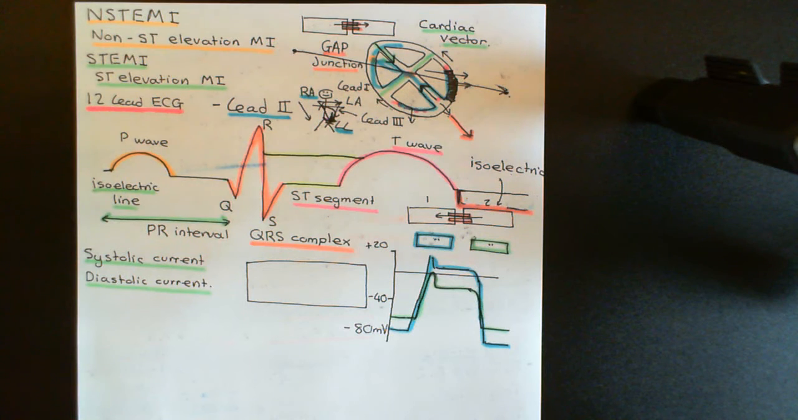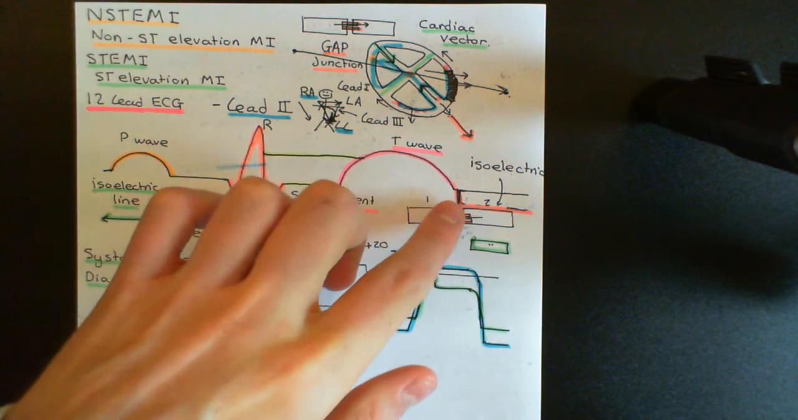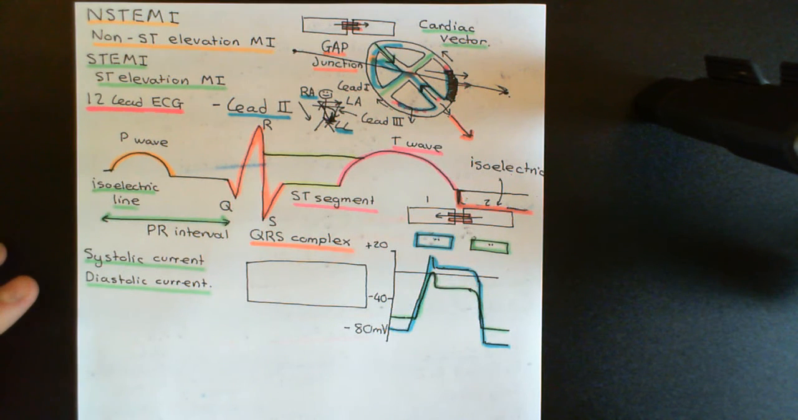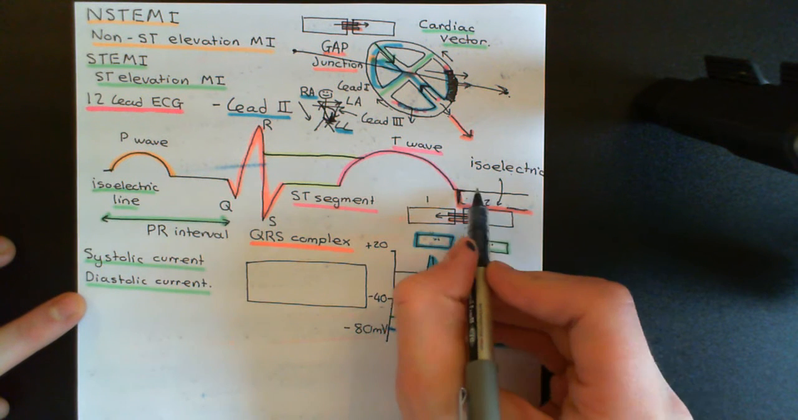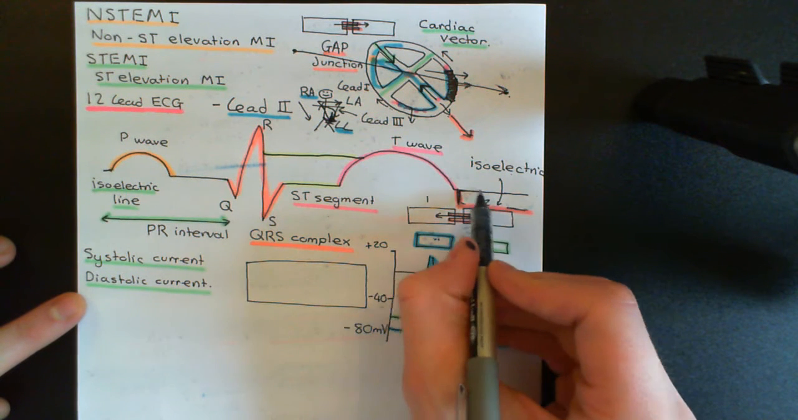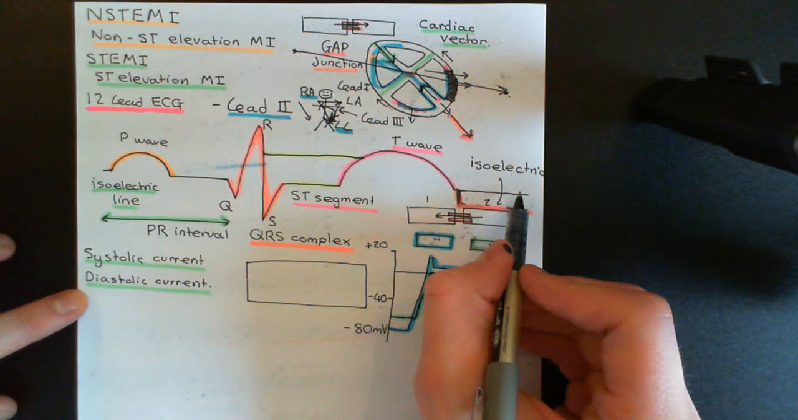So let me now explain why in the diastolic period we think that there could be a downward deflection from the true isoelectric line, which we can't actually see. That isn't drawn on the ECG. We can't actually see that.